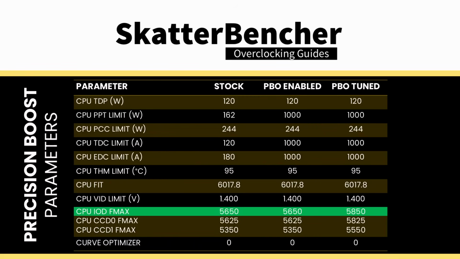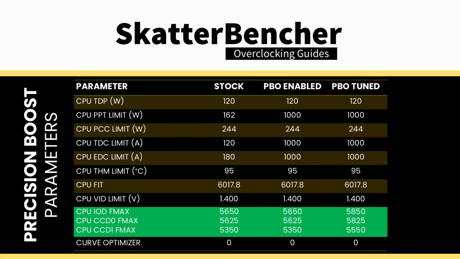With a plus 200 Fmax Boost Override, the new maximum boost frequency is 5850 MHz. Note that the Fmax Boost Override applies to all chips on package. So the new CCD0 Fmax is 5825 MHz, and the new CCD1 Fmax is 5550 MHz. It's important to note that the Fmax Boost Override simply lifts the frequency ceiling, and it doesn't act as an offset. At the end of the day, the Precision Boost algorithm still determines the eventual operating frequency.